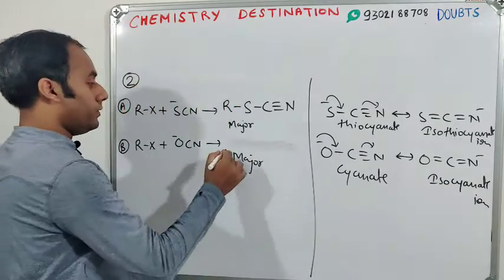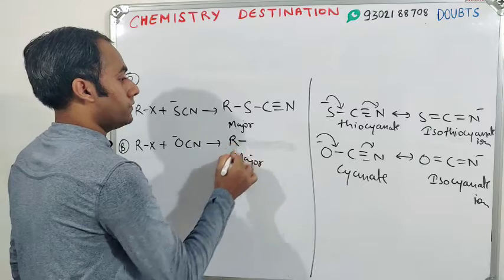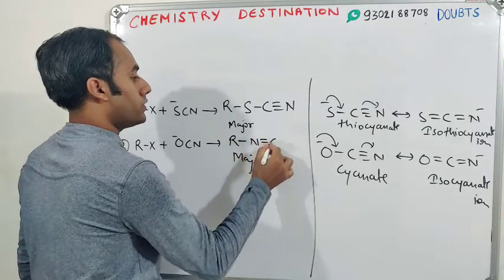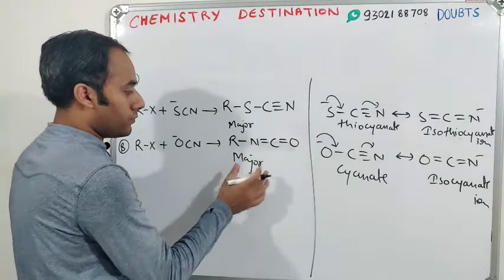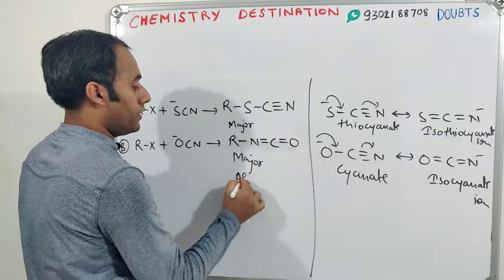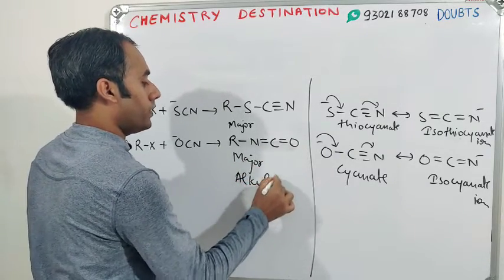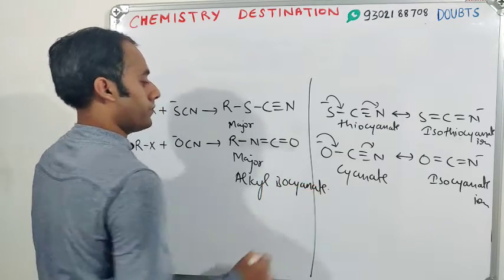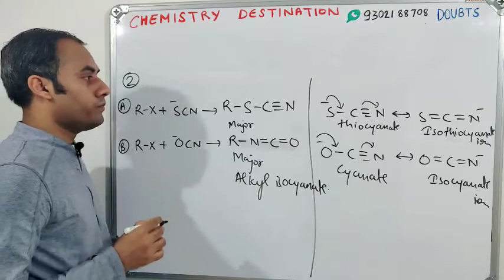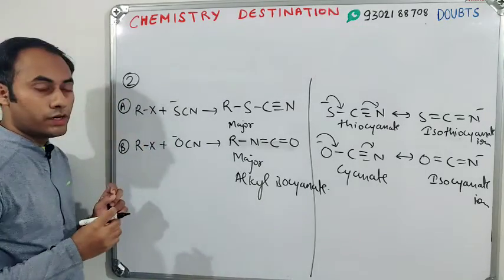So the product will be R N double bond C double bond O. This product is called alkyl isocyanate. I hope question number 2 is clear to you.